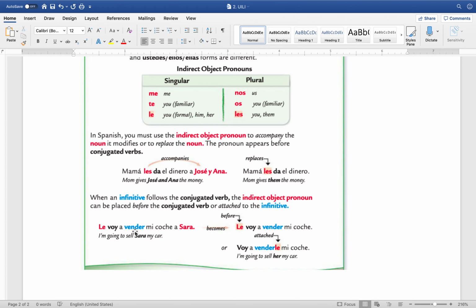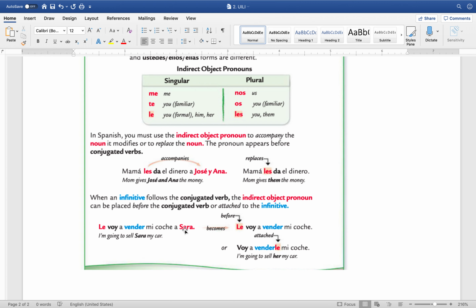Okay, so who am I going to sell the car to? The answer is Sara. Oh, Sara is her. So it's le. Where are you going to place that le? In front of the verb. Le voy a vender mi coche a Sara. But because there are two verbs involved, I can do this, like this one: le voy a vender mi coche a Sara.